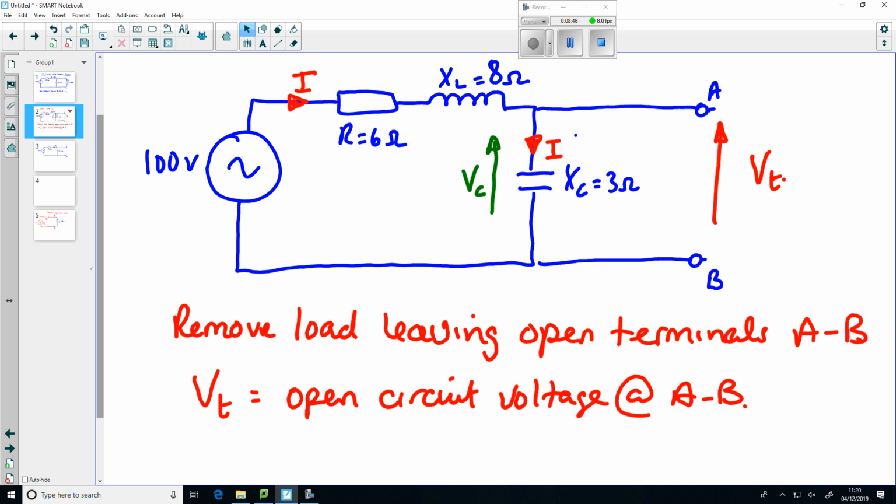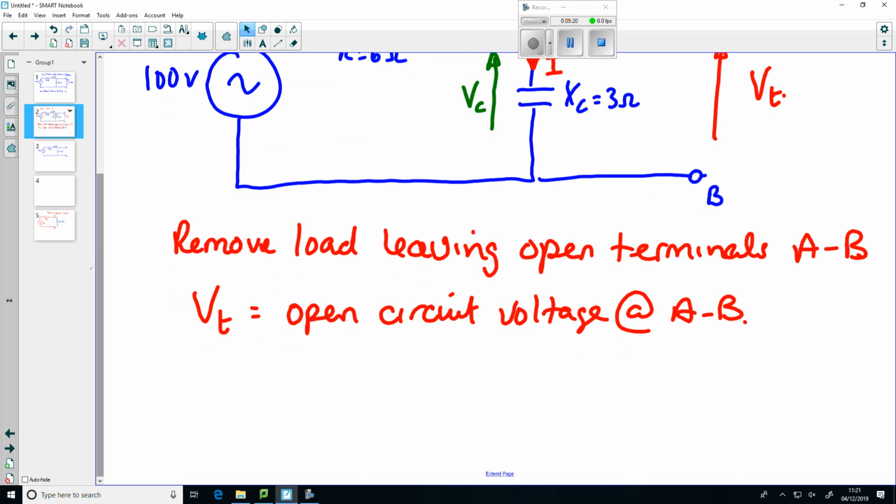What formulas do you know that will allow you to calculate VC with what we currently know? You can use it. Yeah, you're on the right track now. First, you need to find the current around this loop. Once you know the current, you can use that reactance to find VC. What else do we need to know to find the current?